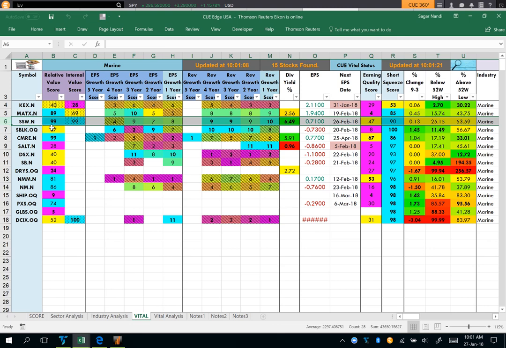Again, instantly from the color coding, we know Seaspan has optimal valuation, in this case both for relative valuation and internal valuation. It pays a nice dividend even now, 6.49% at its current price level.